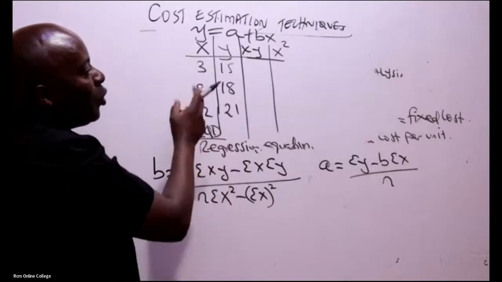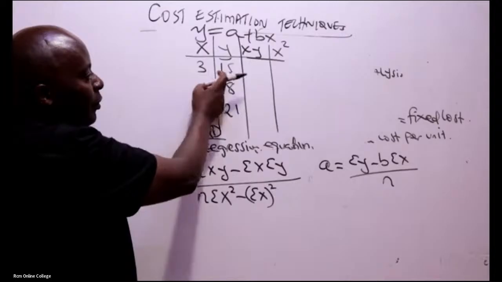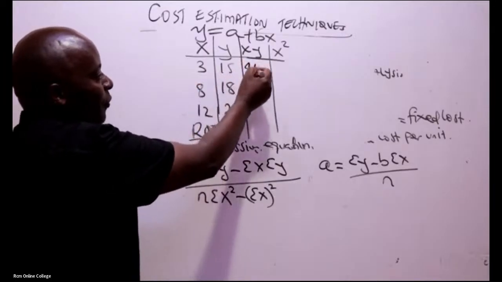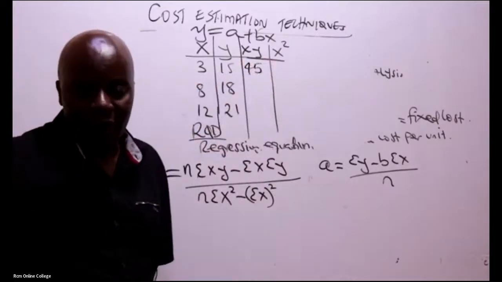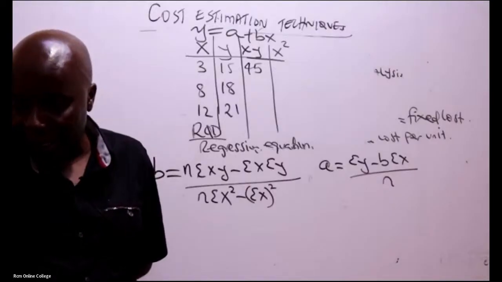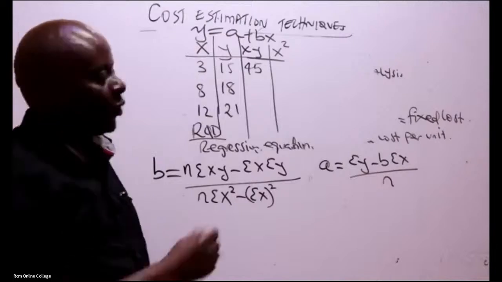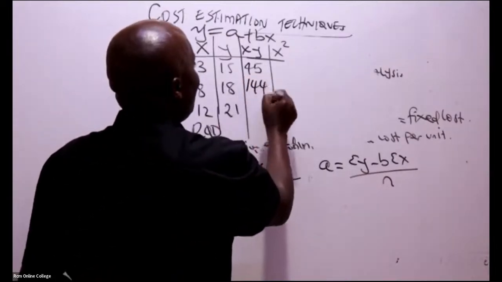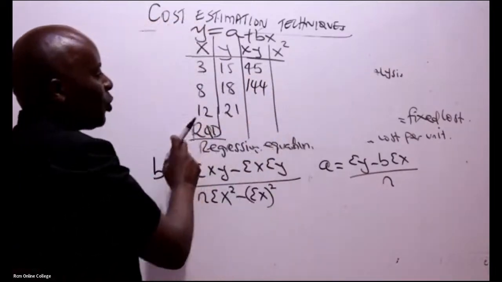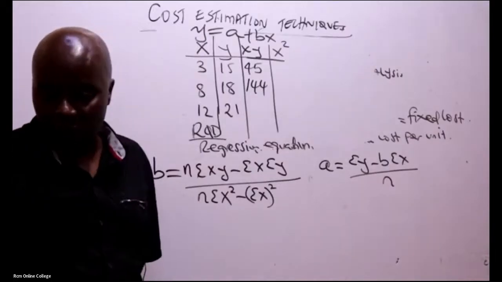So then can somebody do these multiplications for me? 3 times 15, this gives me 45, right? 45. How about 8 times 18? 8 times 18, 144. Thank you very much. How about this crazy figure? 12 times 21.